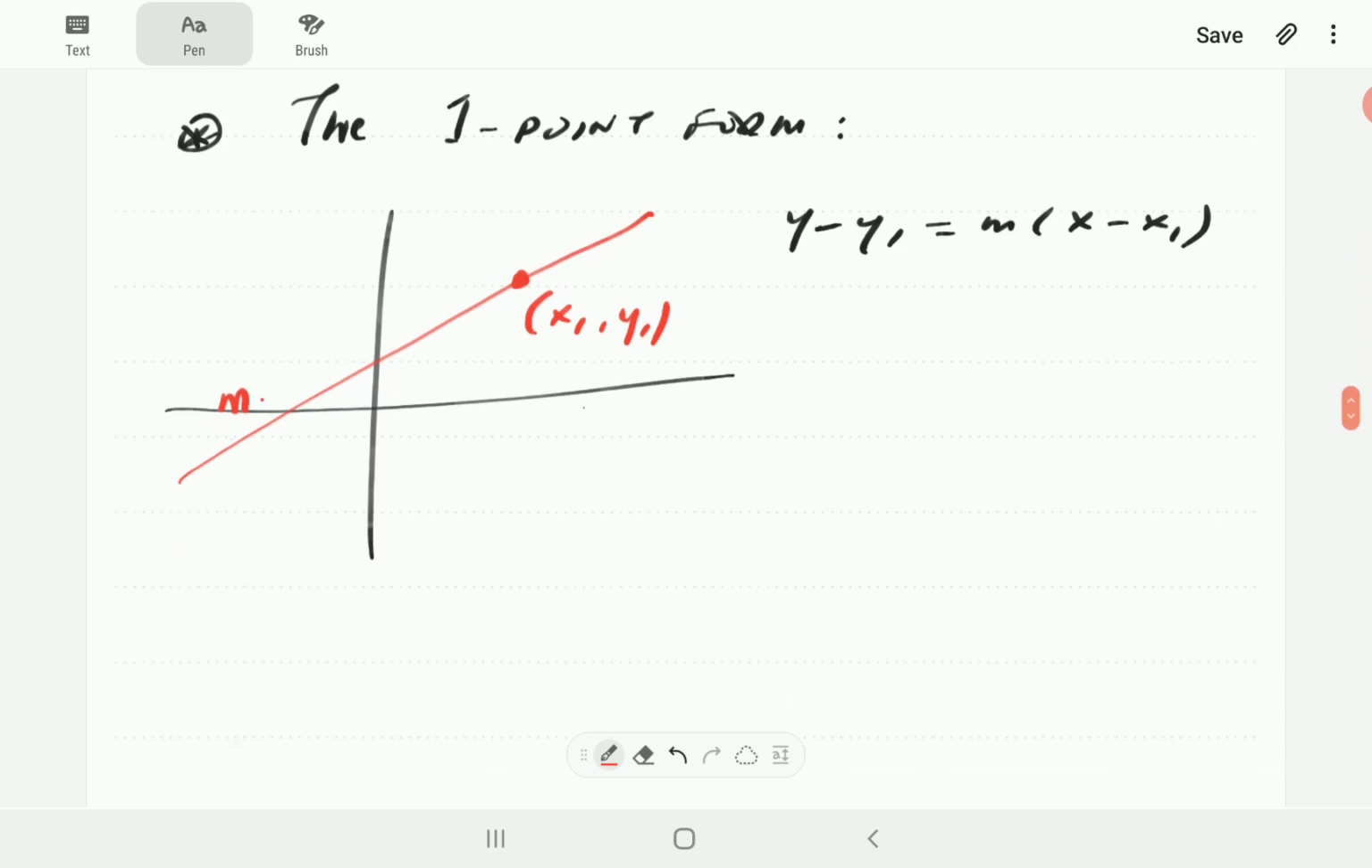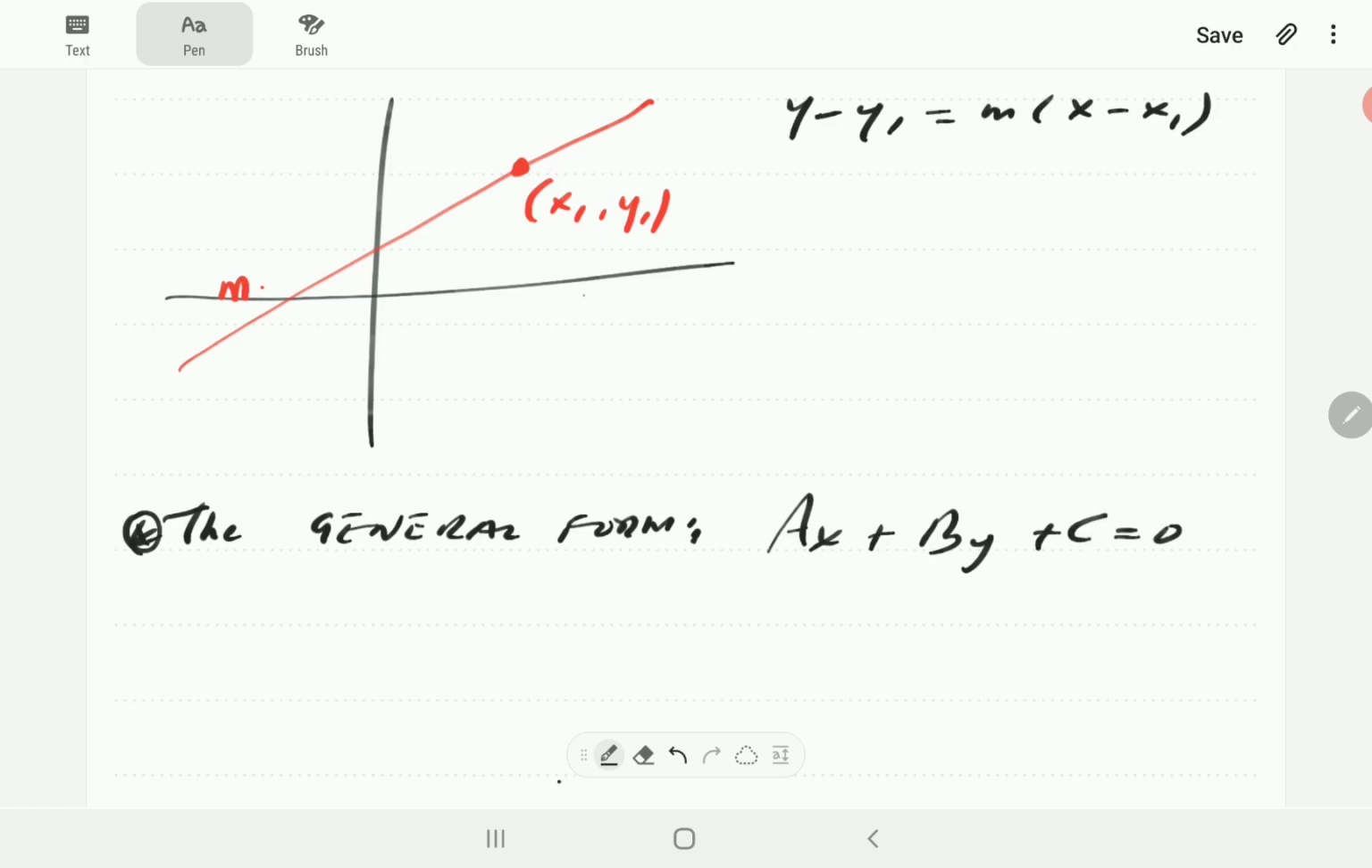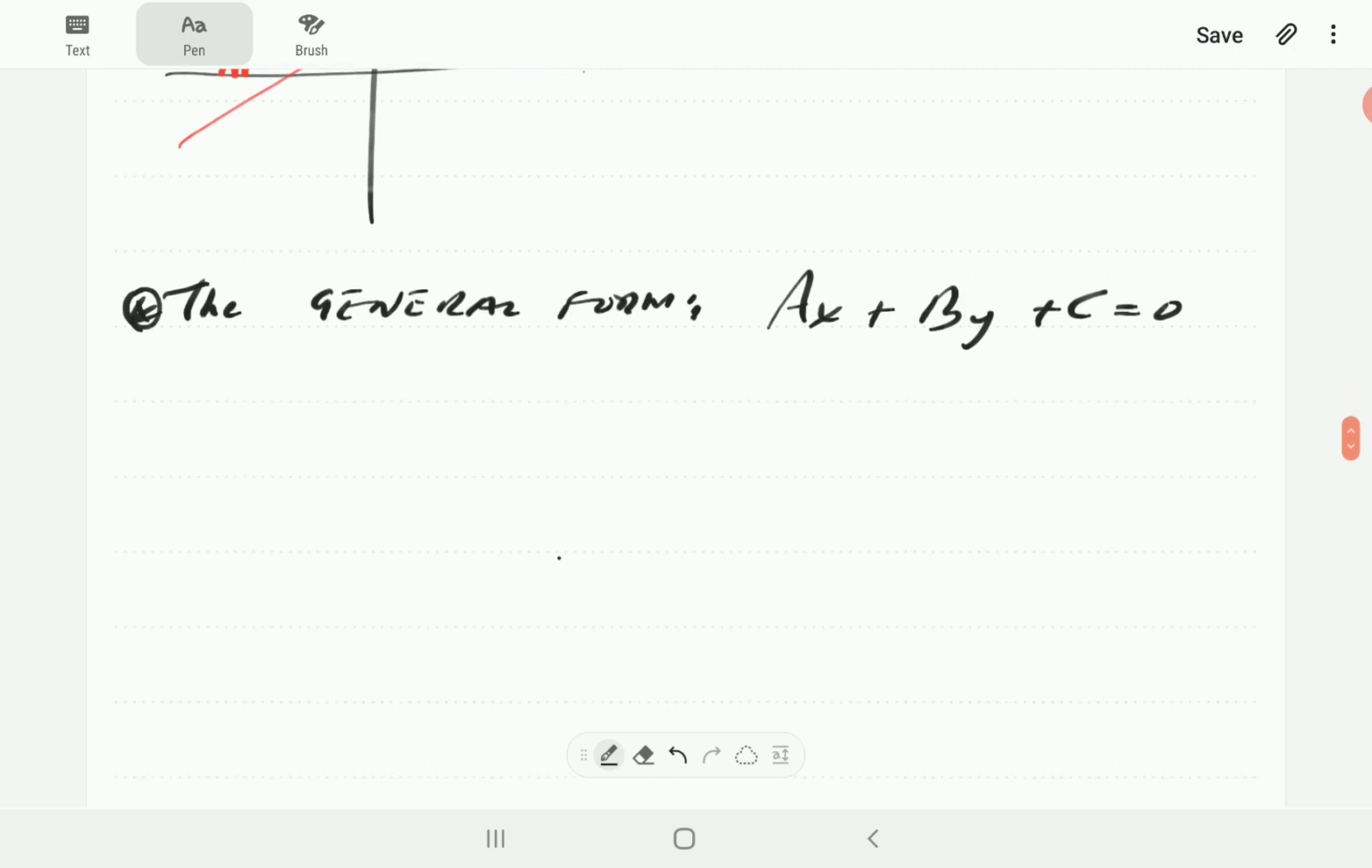Then there is what we call the general form of the equation of a straight line. The general form is given by ax plus by plus c equal to 0. This one is obtained by bringing everything to one side and possibly clearing fractions as well. So a, b, and c are nice integers.